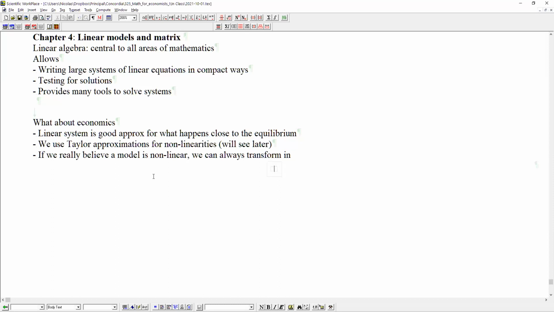So for instance, if I say y equals a x exponent b, then this is super nonlinear, if b is not 1, of course. But what I could express is log y equals log a plus b log x. And this is linear.